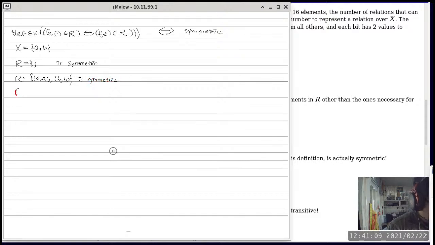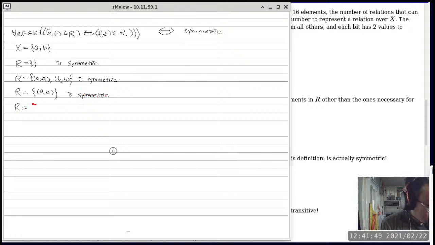Very good. Let's look at the next one, which is a little bit tricky, because now it is not reflexive. But is it symmetric? Remember, our current context is whether something is symmetric or not. We don't really care about reflexive at this point. Is this one symmetric? It is indeed symmetric.